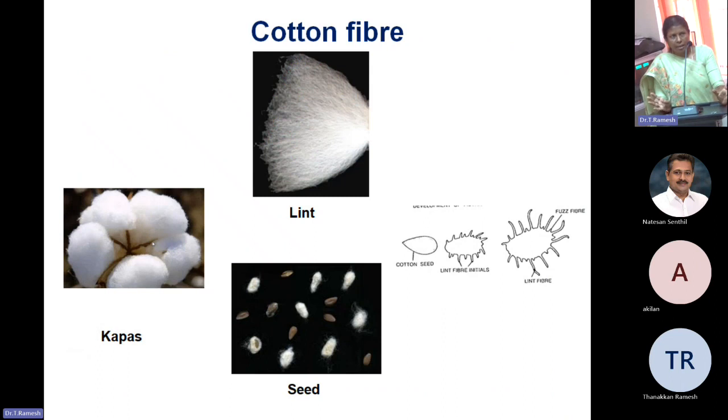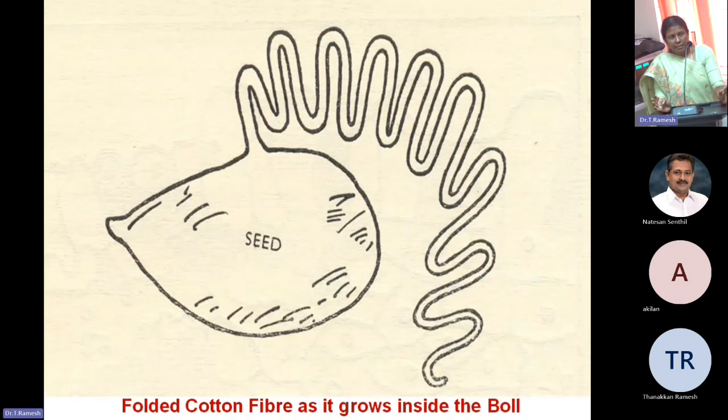So this is kapas. It can be bifurcated into the lint as well as the seed portion. Above the seed, fiber initiation starts. You can just have a look. From the seed, the cotton fiber is in a folded form. You can see how the fiber looks while growing inside the boll.